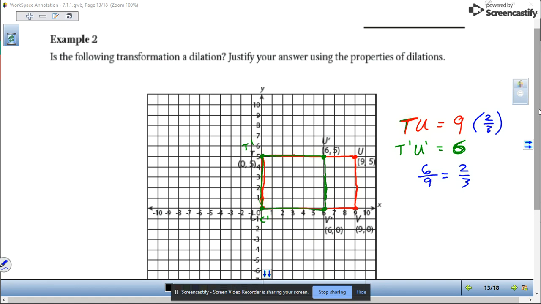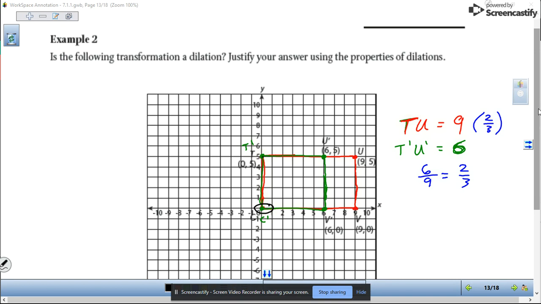All right, so we want to check the bottom, see if that happened for the bottom too. So C to V is 9, and C prime to V prime is 6. So it's going to be the exact same thing. Okay, so we're looking good so far. It looks like scale factor 2/3. Here's where we're going to run into our problem, and I'm kind of giving you a hint here. Again, this is our center, right? So we need to count vertically, because that scale factor has to work horizontally and vertically.